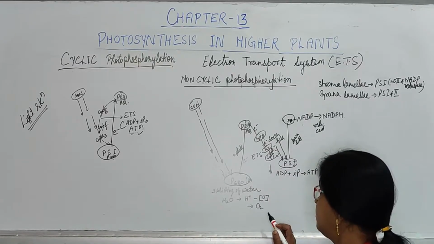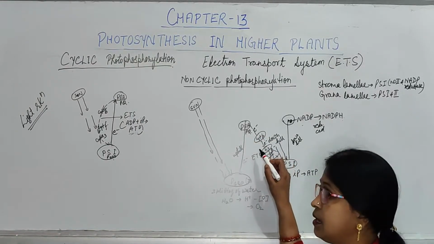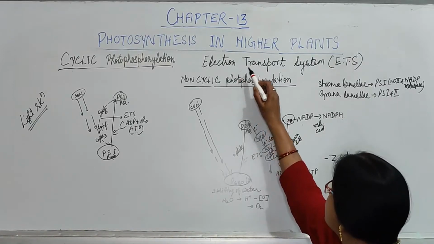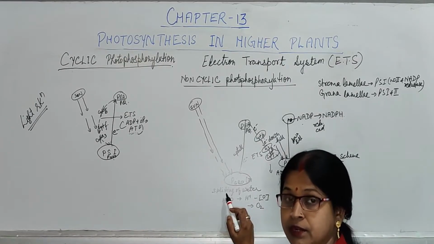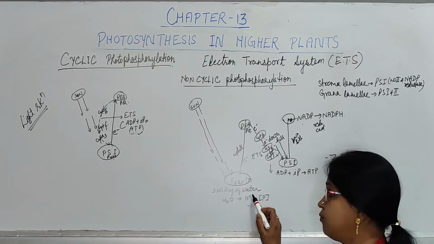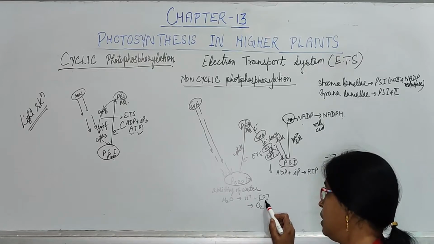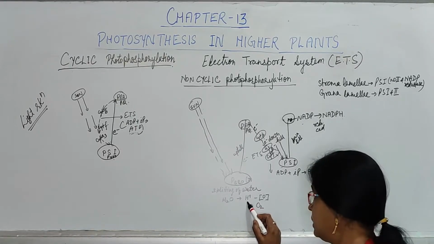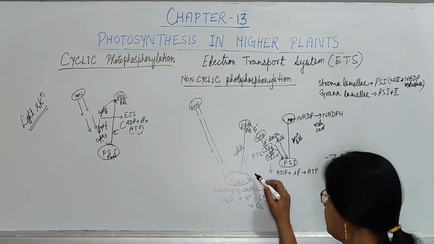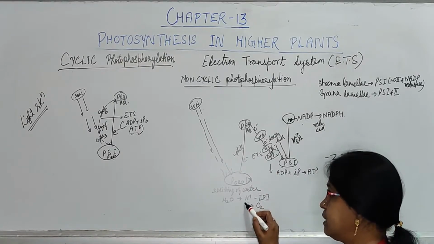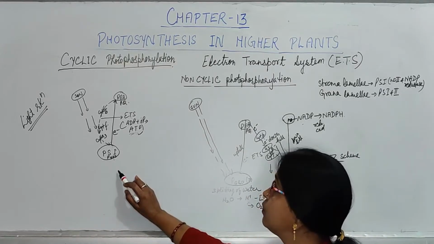Now at the same time, because the electron is moving from this pigment system through different electron acceptors, it is known as the electron transport system. As well as here one more important phenomenon occurs, that is splitting of water. This splitting of water means H2O will split into oxygen as well as protons, that is H plus, and the product here will be oxygen, and the electron which is coming out is compensated by this phenomenon, that is splitting of water. This did not occur in cyclic photophosphorylation.